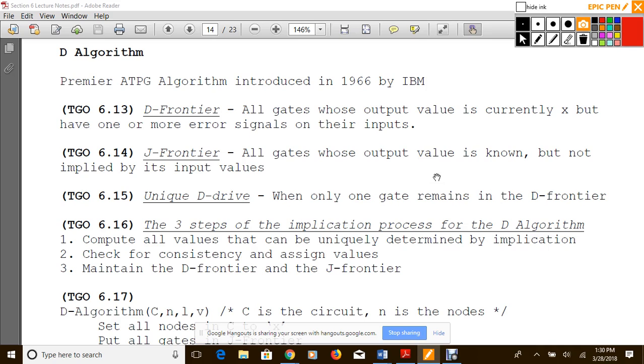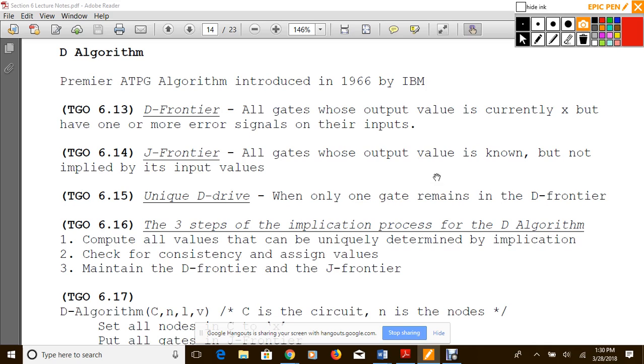So remember we went through the circuit, we said everything is X, we don't know what it is, but they have 1 or more error signals on their inputs. So we haven't propagated the value to the output yet, but we know that there's 1 or more error signals on those inputs.